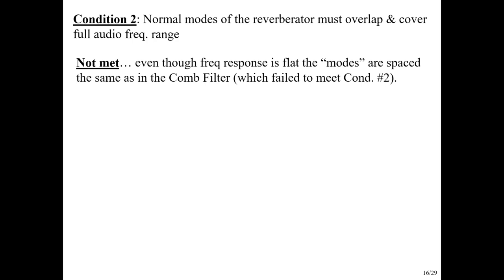So condition number 2 says that the normal modes of the reverberator must overlap and cover the full audio frequency range. So it's a little confusing here how to characterize that. What does it mean they must overlap and cover this range? So it's not met. Even though our frequency response is perfectly flat, we're still looking at the pole locations. And there's an alternate way to think about that. They're not seen in the magnitude, but they can be seen in the phase.